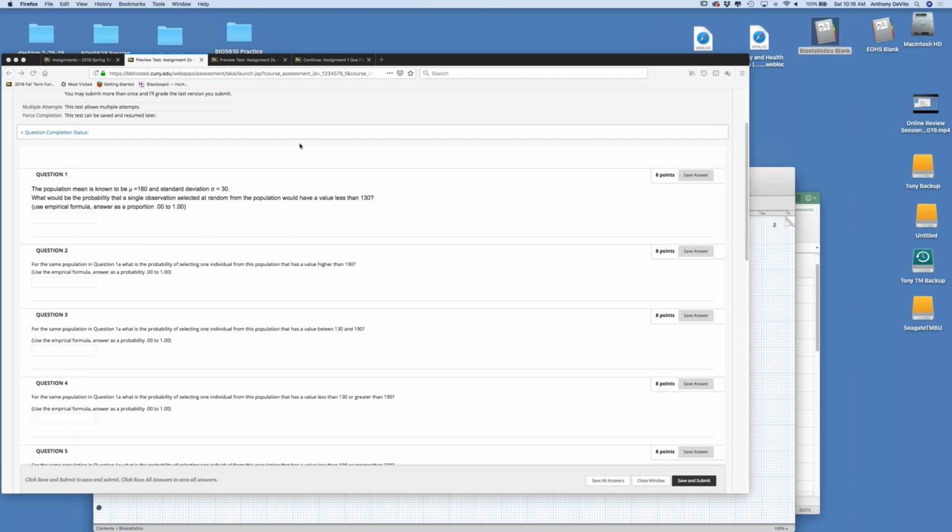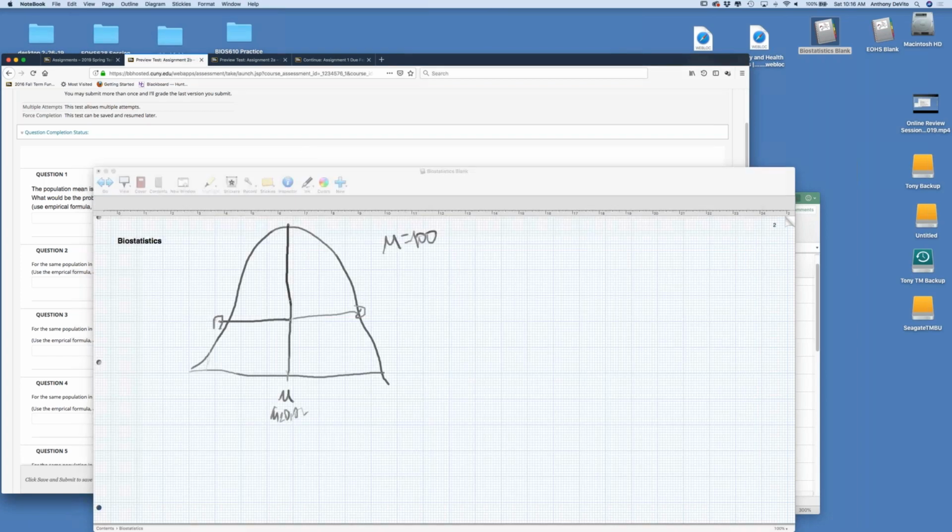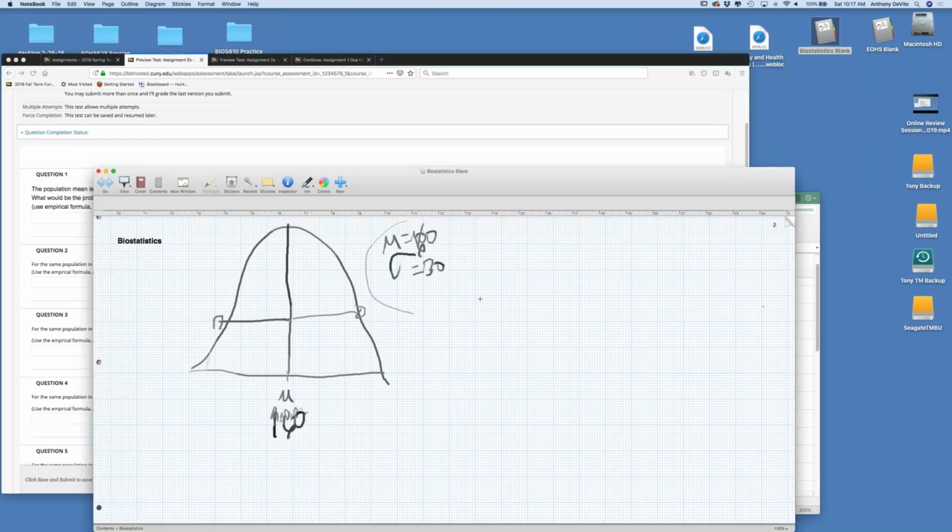What is it here? I'm going to call it 30. Now remember from the beginning how we calculated standard deviation. At this stage, how we got the standard deviation is irrelevant. We know that for this population, the mean is 160 and the standard deviation is 30.